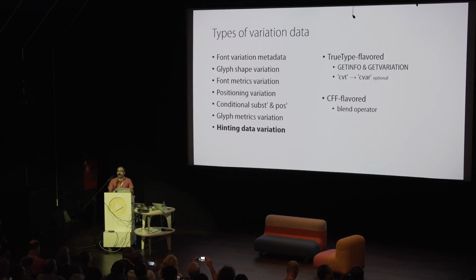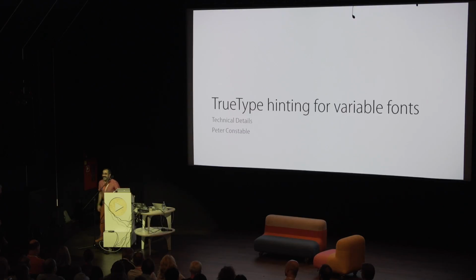And the hinting data, again, TrueType hinting is more bytecode oriented. There's support for accessing variations from hinting bytecode, and the CVT values can have variations stored in the CVAR table. CFF flavored OpenType fonts include variations to hinting as part of the charstring, and Peter will talk about the TrueType hinting now. David will talk more about CFF2. I will talk about hinting, specifically TrueType hinting for variable fonts.